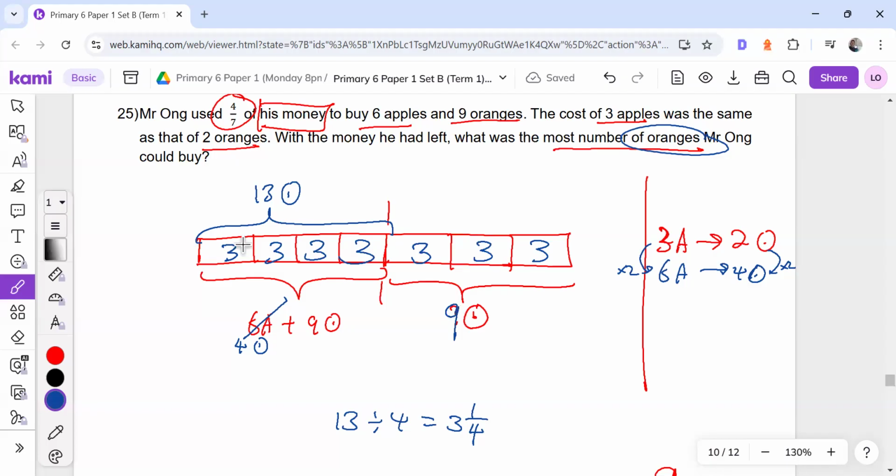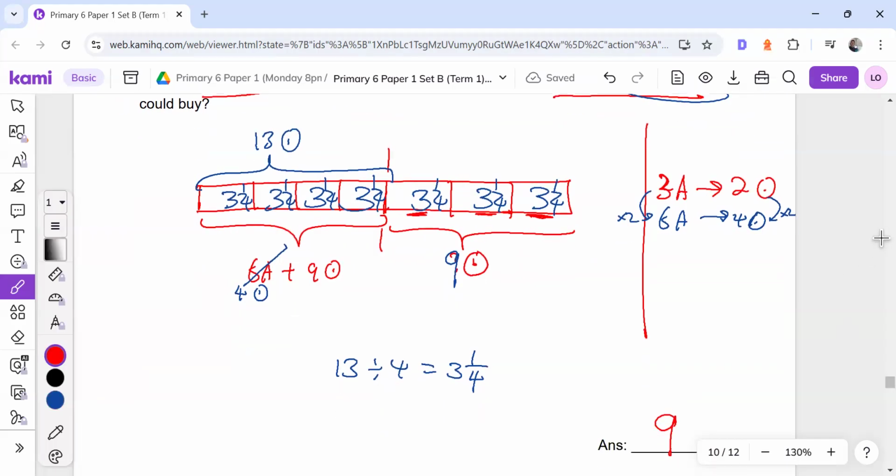Then how about the 1 quarter? How about all this 1 quarter? Can I add the 1 quarters together and put them together to become an orange? Is it practical? Can you go to the market and ask the person, can you take 4 pieces of oranges and form them into an orange? Cannot, right? So it's not practical. So you can only buy at the most 9 oranges with the rest of the money. So that is how you get the answer using the model.